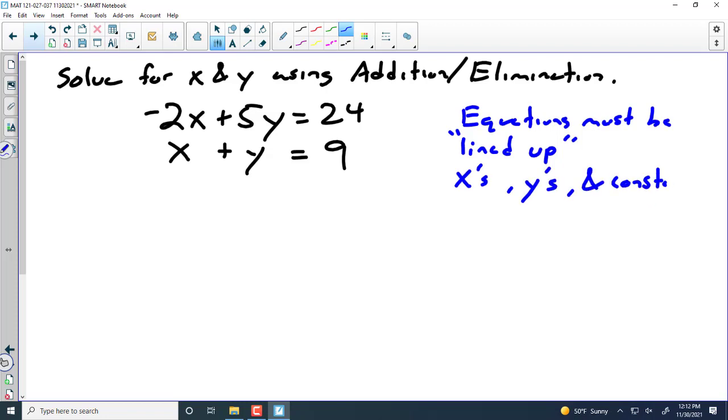I'm not sure the best way to phrase this, but in order to do this technique, your equations need to be lined up. So when you look at them, they look like they're the same format. You've got the x's on top of each other, the y's on top of each other, and the constants on top of each other. If you want to use this technique, you do have to have it lined up like that.